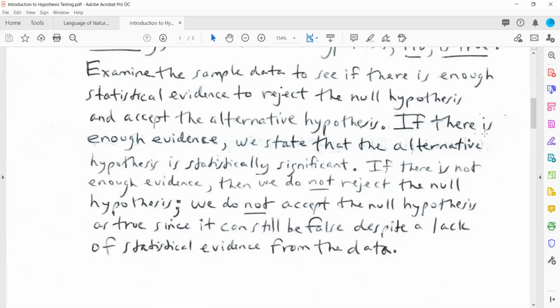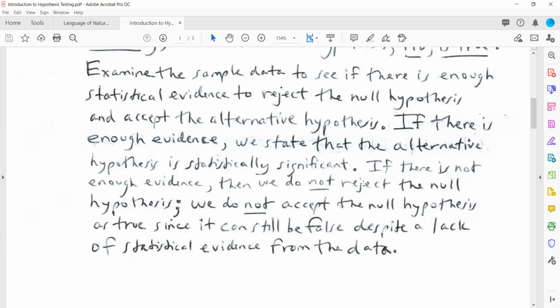So if there is enough evidence, all right, we state that the alternative hypothesis is statistically significant. All right, what does that mean? That means that there is enough evidence to claim that the null hypothesis is probably not true and that the alternative hypothesis seems to be a better choice. Now, you can never be absolutely sure about this. That's the thing. But what we're doing is using a little bit of logic and a little bit of probability to come to this conclusion.